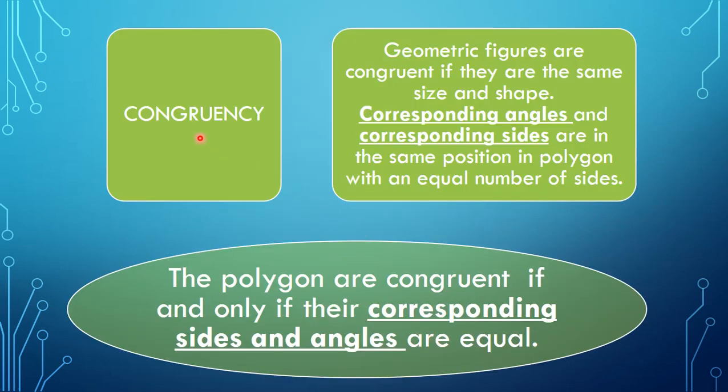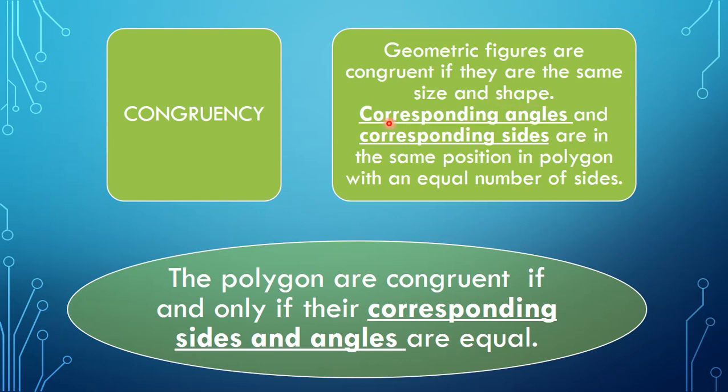So what is congruency? It is when two shapes are equal in size and shape. When two objects or two figures are equal in size and shape, we can say that the figures are congruent figures, and this is known as congruency.